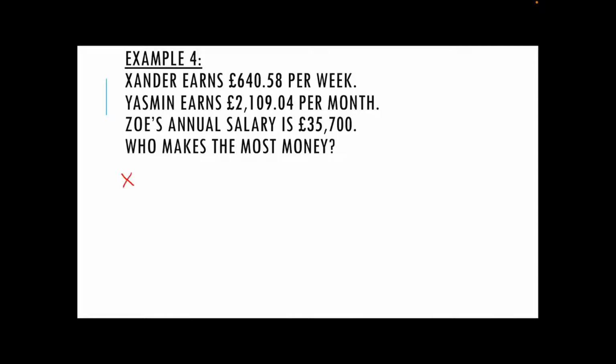So if I start with X for Xander, his £640.58 times by 52 weeks in a year, and that gives us 33,310.16. So Zoe is still earning more, as she's 35,000.